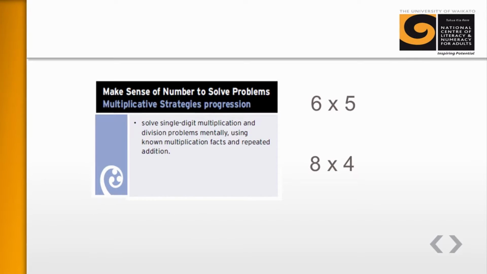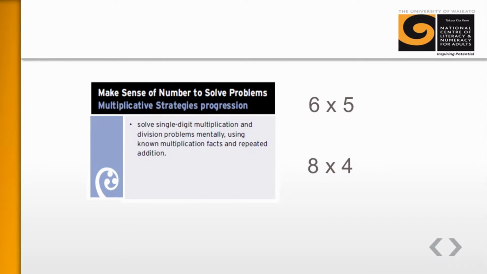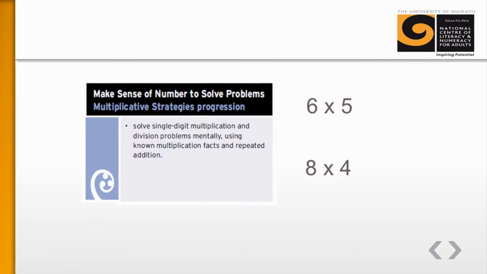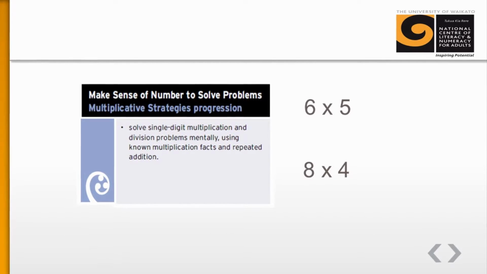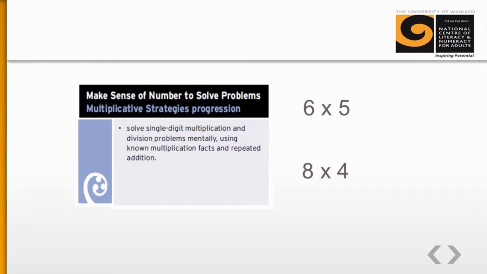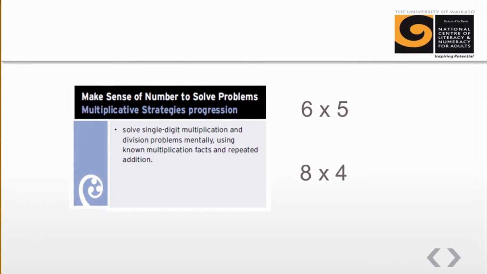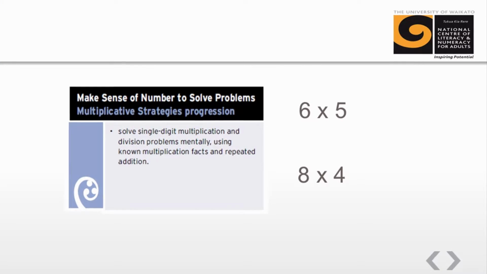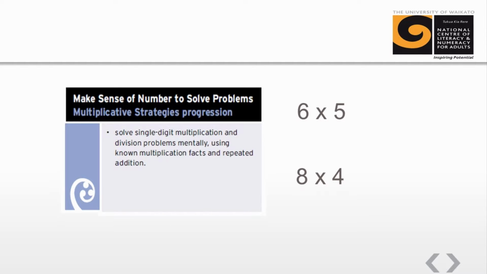Now keep in mind that the learning progression suggests that a learner at step 3 is able to multiply two single-digit numbers, and they can do this using known multiplication facts or repeated addition. So that means they could work out 6 times 5, 6 fives, perhaps by counting up 5, 10, 15, 20, 25, 30, or perhaps as a known fact, 6 fives are 30. However, let's take a quick moment to have a look at step 5 skills.